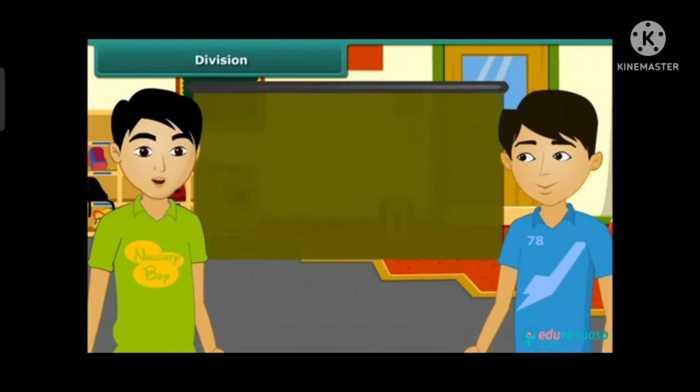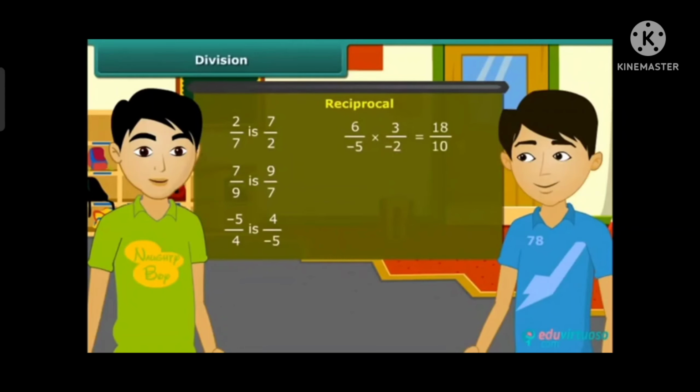Before starting division, I will tell you about reciprocals. What are reciprocals? Let's take an example. The reciprocal of 2 by 7 is 7 by 2. The reciprocal of 7 by 9 is 9 by 7. Okay, I got it. The reciprocal of minus 5 by 4 is 4 by minus 5. Correct. So when we divide one rational number by another rational number, we multiply the rational number by the reciprocal of the other number.